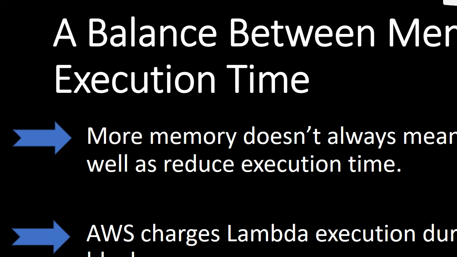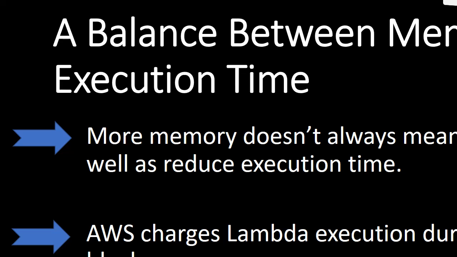Let's talk about memory and execution time. AWS has been charging for the Lambda execution based on the memory it uses and the execution time it takes. These two factors are very important to understand, because if you don't pay attention to this, you will end up having a huge bill coming for your account.